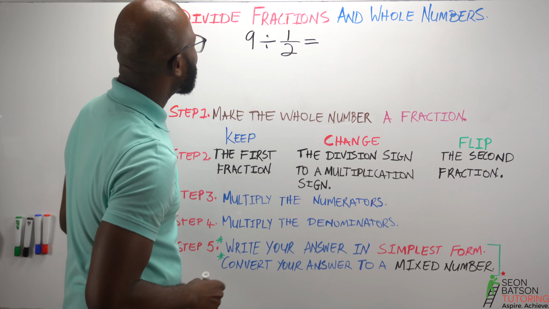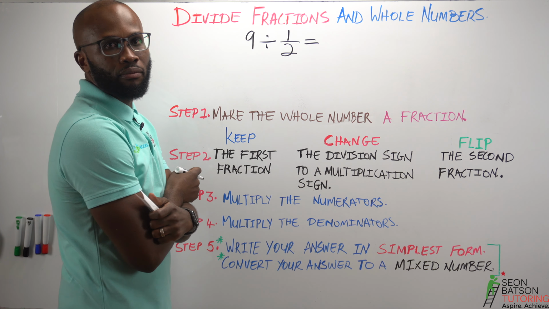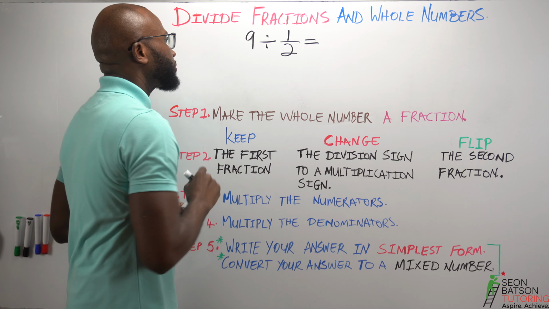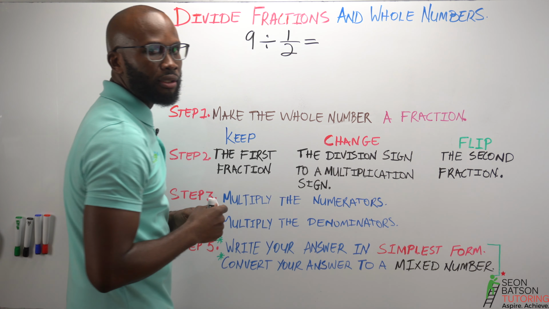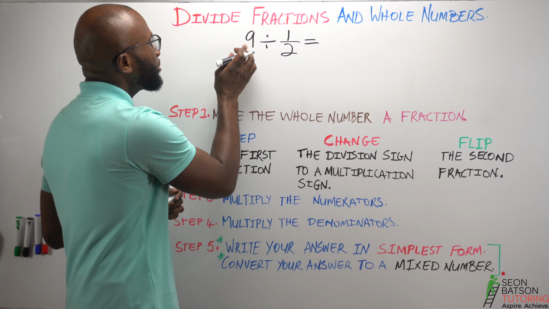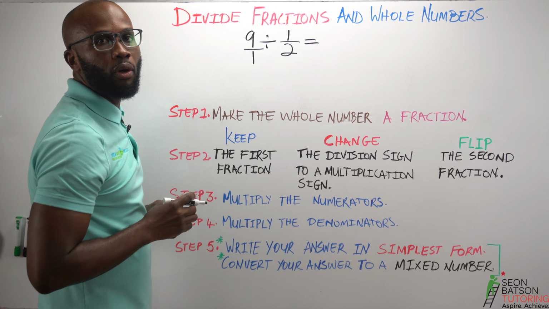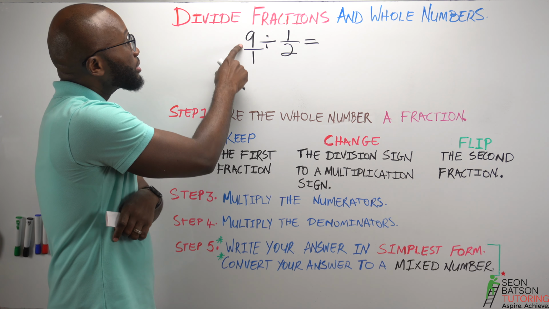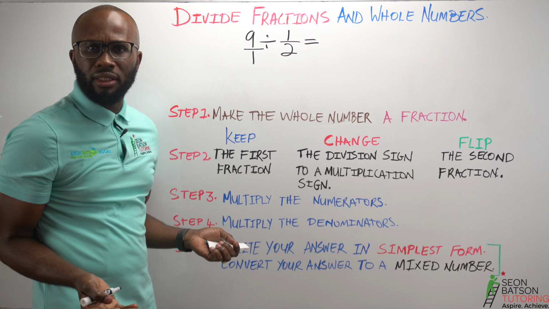Let's continue. We have 9 divided by 1/2. So again, we are dividing a whole number and a fraction. So step 1, we will make the whole number a fraction. And to make a whole number a fraction, we will simply put a 1 under the whole number. Putting a 1 under the whole number gives us a numerator and a denominator. So we have a fraction.